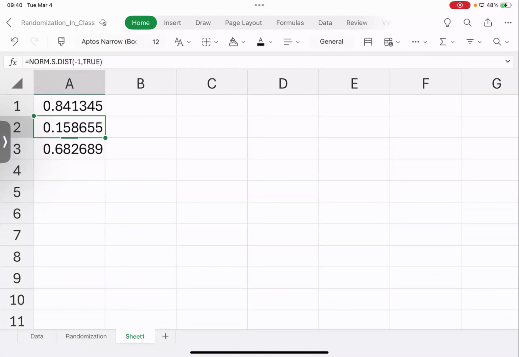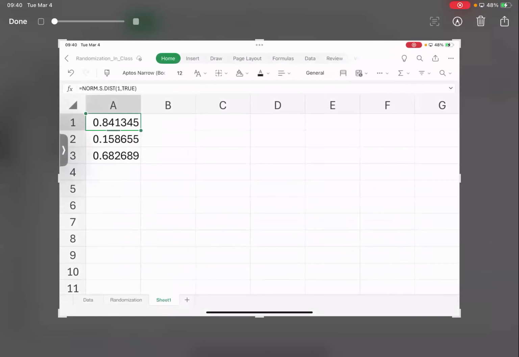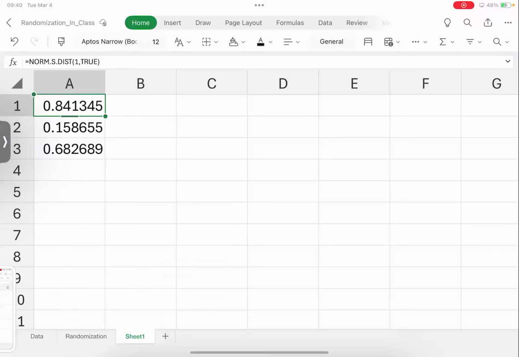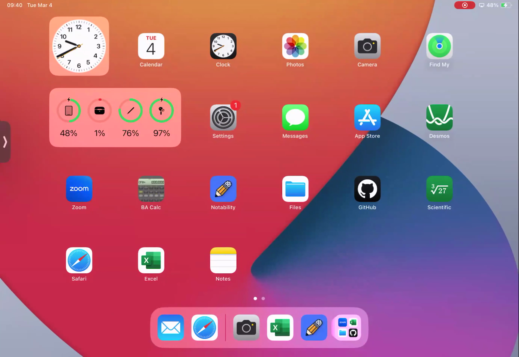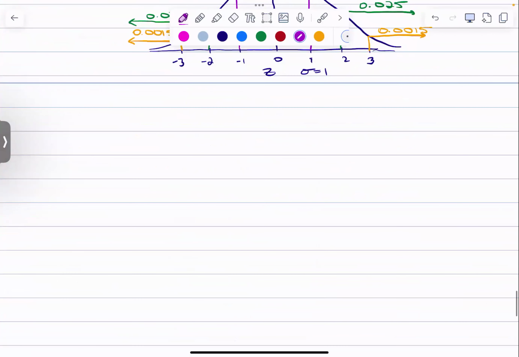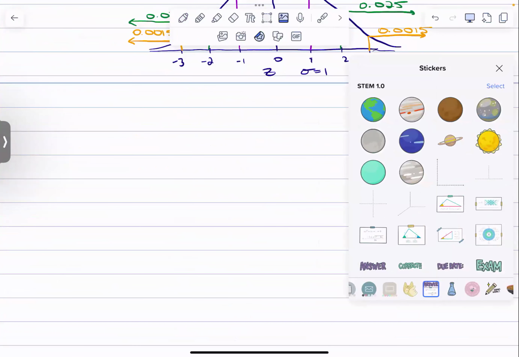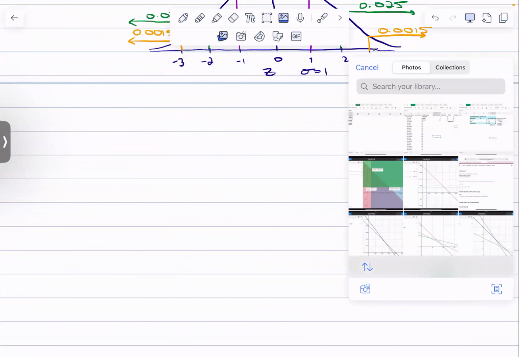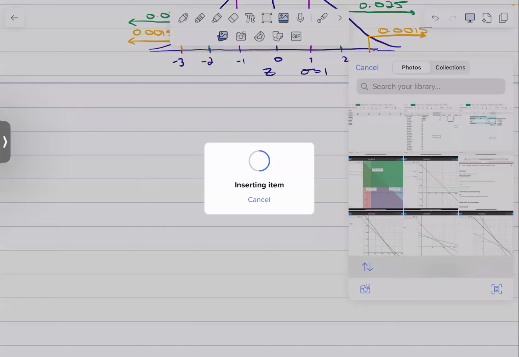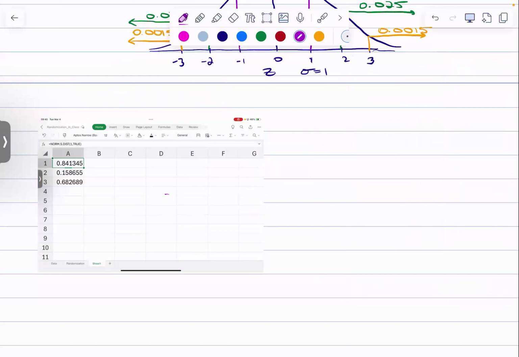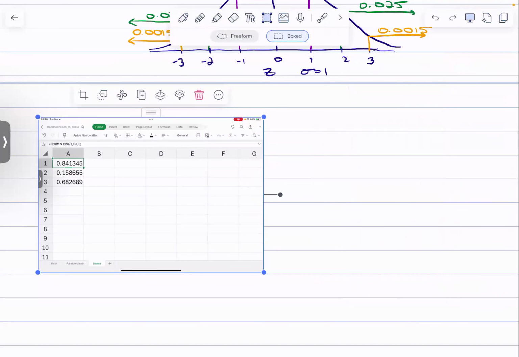Let's see here. I'll do this one. Screenshot this. And bring it in. No, I want the pictures now. Crop.